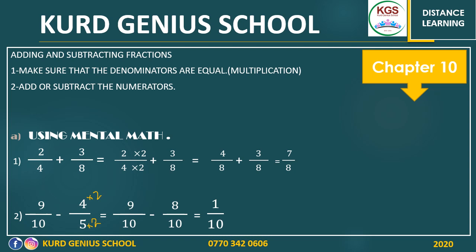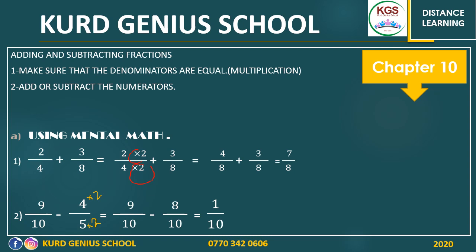You have 2/4 plus 3/8 here. You notice that 4 and 8, the denominators, are not equal, and it must be equal. So I'm going to think using mental math, how can I make them equal? 4 times 2 equals 8, so I can change the 4 to 8. So here, by using times 2 for the top and for the bottom, we're going to change the denominator 4 to 8.